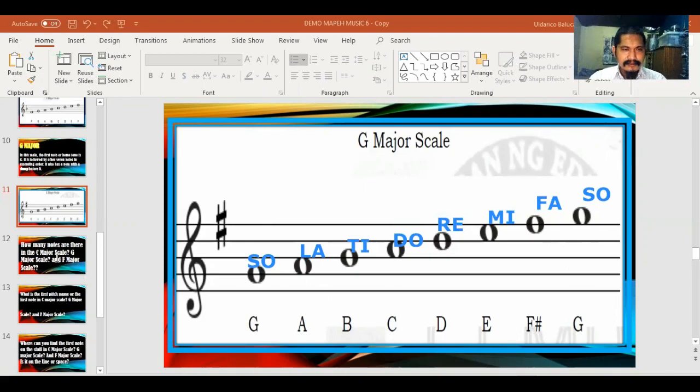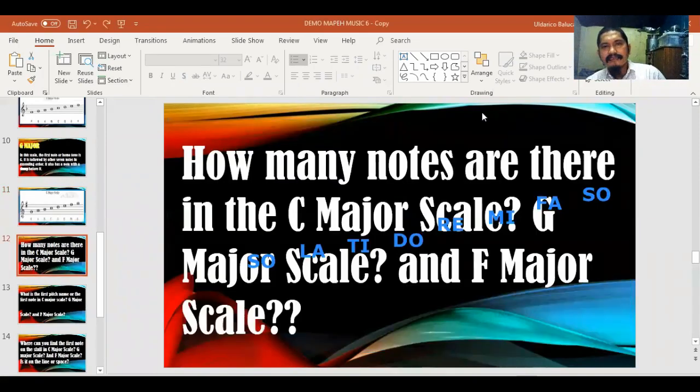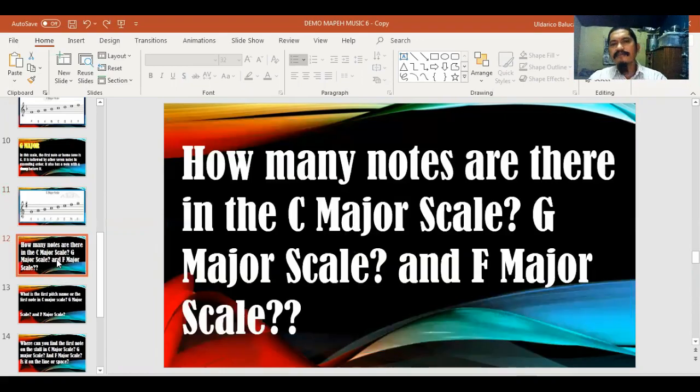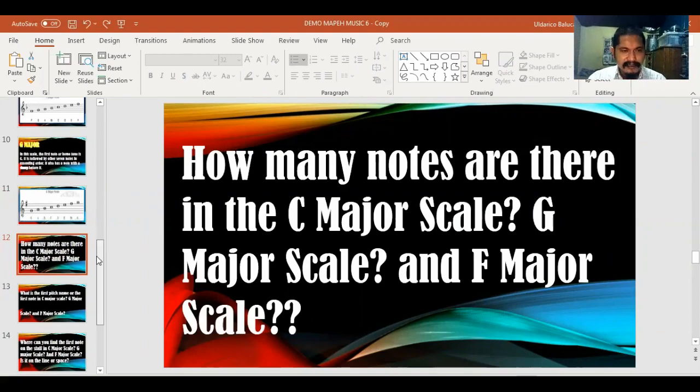Okay, so how many notes are there in the C major scale, G major scale, and F major scale? How many notes? Well, let's take a look at the G major scale. One, two, three, four, five, six, seven, eight. So there are eight notes on the C major scale, the G major scale, and the F major scale. All right, always remember that.